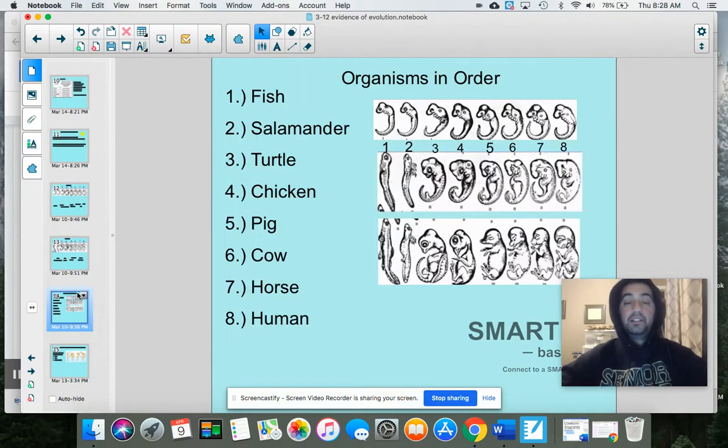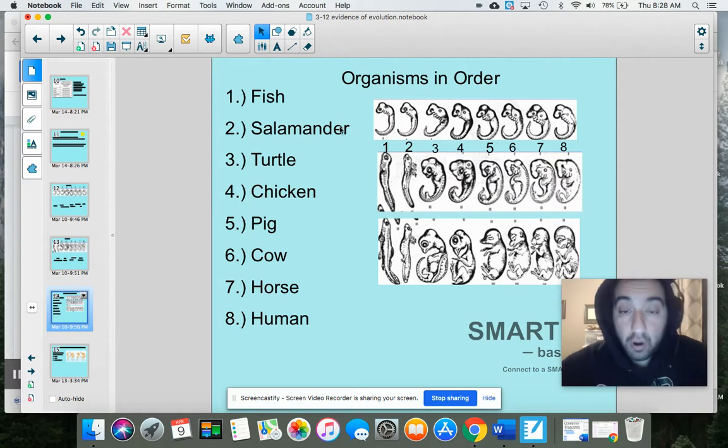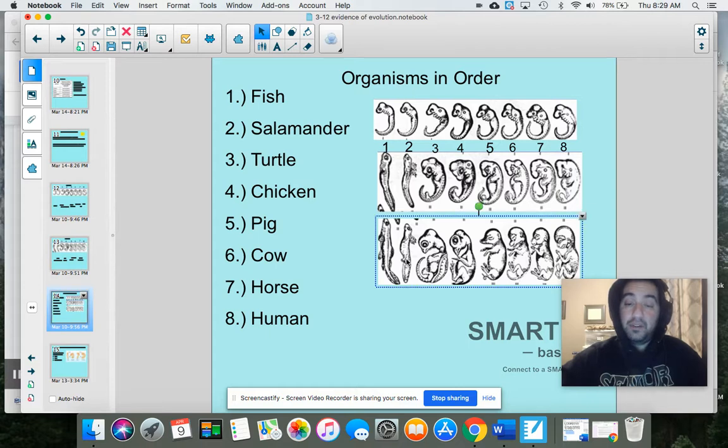So let's take a look at this diagram. Each row, so row 1, row 2, row 3, identifies a specific species. Row 1 is a fish. Row 3 is a turtle. Row 4 is a chicken, etc. So if you take a look at the early stages of embryology, the development of an embryo of a fish, the early stages are in this row. And then as you go down, the development progresses until the species is ready to be born.